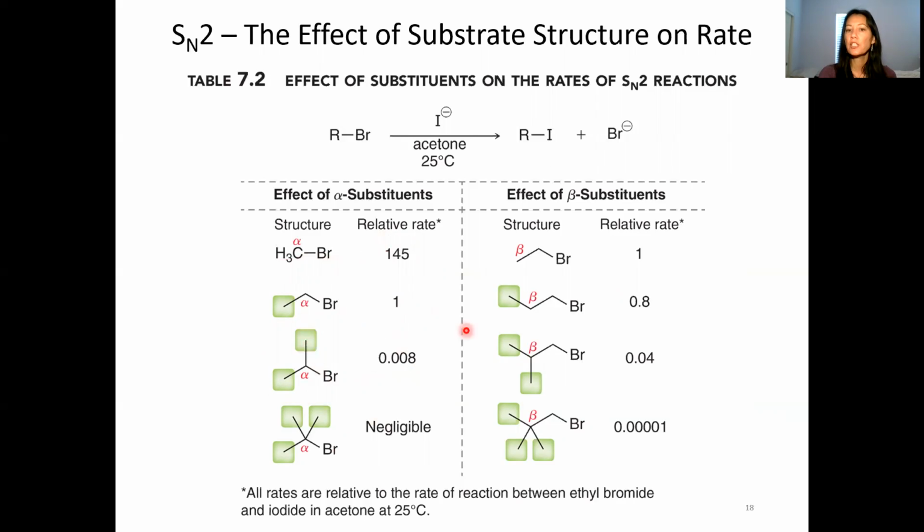If I put the branching further out at the beta position, it's still harder to do, but it doesn't have the same effect. Meaning if I put a methyl group at the beta position, my rate isn't that much more diminished from just the ethyl bromide. The secondary is not as bad as what we saw over here, but still the tertiary is pretty bad.